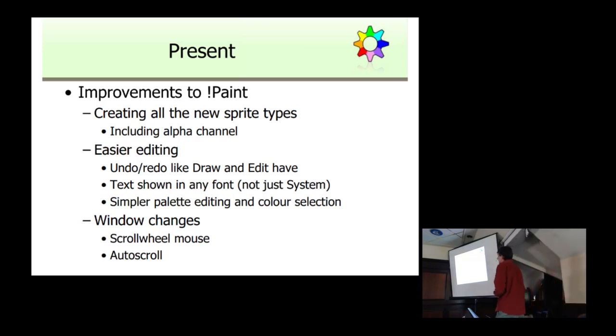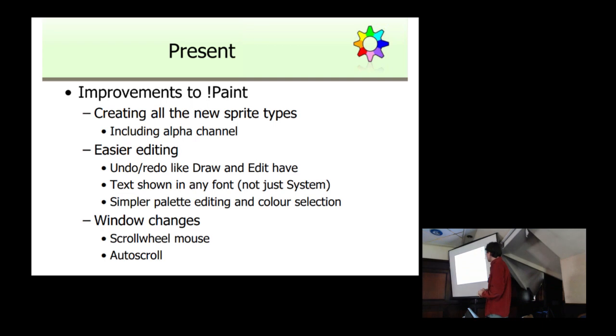Also, having an undo and redo. I don't know if it's anything like me. You try and draw a straight line in Paint, it goes wrong, and you want to undo that. So that's another of the features. Like draw and edit, however, you can press F8 to undo that last operation. So that'll be a new feature coming along.